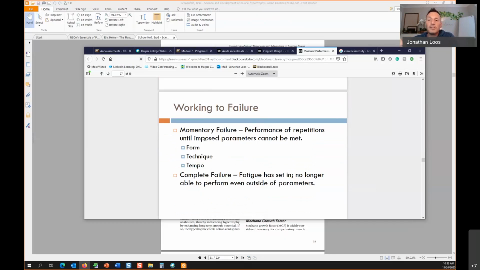And the momentary failure is that if you were looking at traditional training, you would be able to bang out 2 or 3 more reps, but that would get you to this complete failure. And you would have some compromise of one of these 3 parameters. Either form would go, so you'd have this really good form, and all of a sudden you'd see a little deviation to the left or right on bench press. Your technique starts to go, so you start to arch your back, or let's say you're doing rows, you go from a static position and you start to use a little body English, or the tempo that you set. So let's say you're doing 2 seconds down, 1 second up.